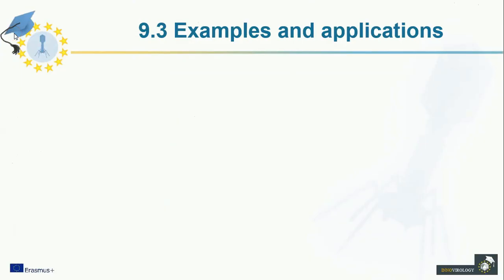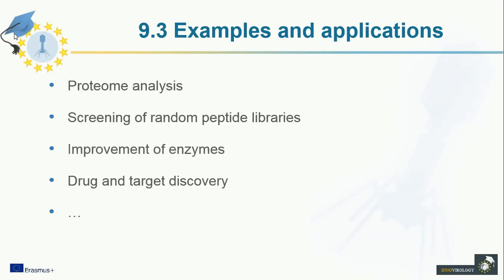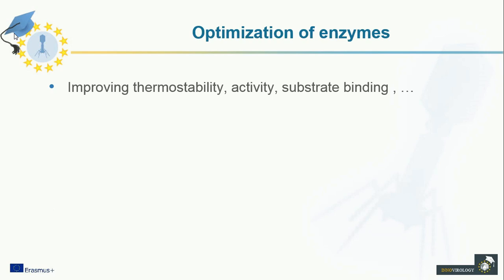Now that you have an understanding of the mechanisms behind the phage display system, let's have a look at how it's used in research. Phage display has a broad spectrum of applications, which can go from improvements of enzymes to proteome analysis or drug and target discovery, but is certainly not restricted to these. The first thing I want to focus on is optimization of enzymes.